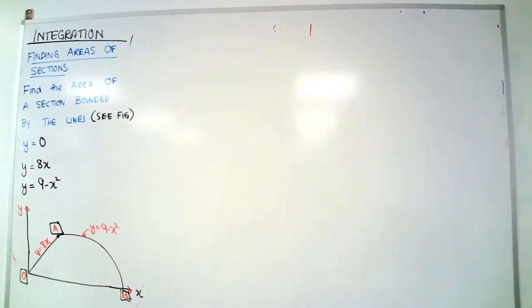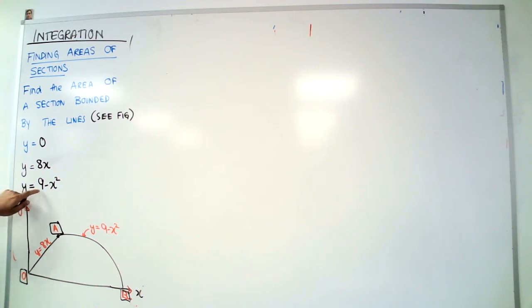Okay, let's have a look at this question. We have to find the area of a section bounded by these lines. So I drew the picture. y equals 0 is the first line, but we don't care about that one. y equals 8x is this line, from O all the way to A.